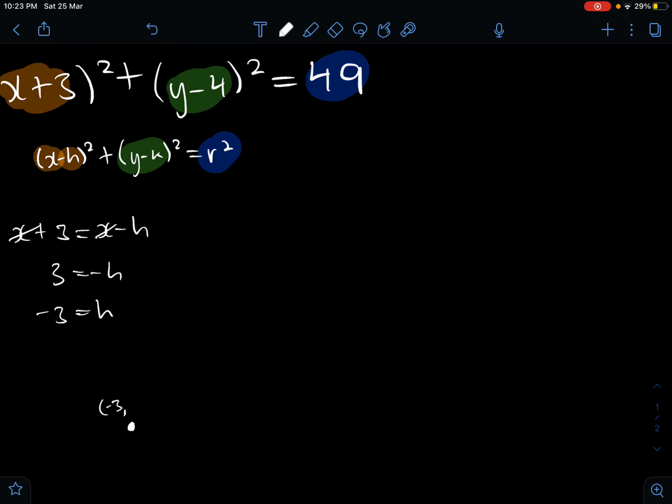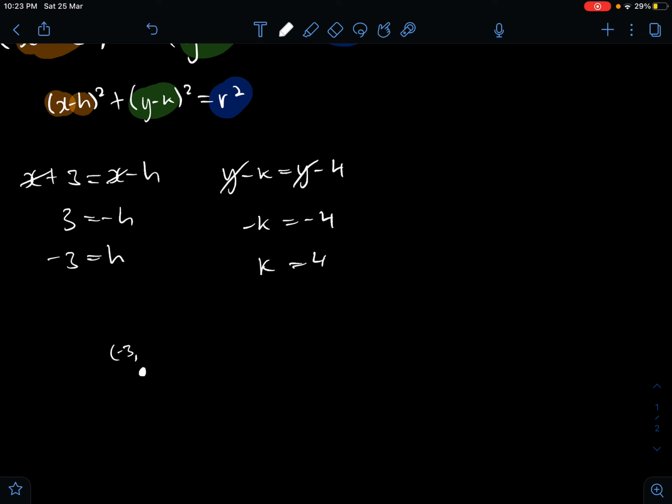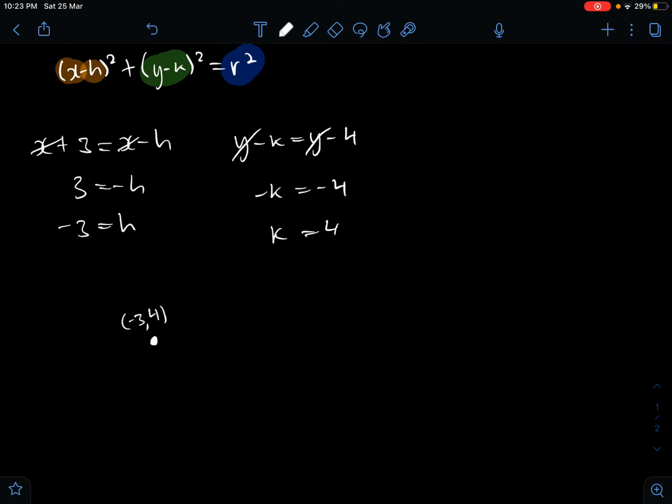Now, for our y value, y minus k equals y minus 4. The y's cancel out. If k equals negative 4, both sides multiplied by negative 1, k equals 4, and we fill that in here. So our center point there is negative 3 and 4.